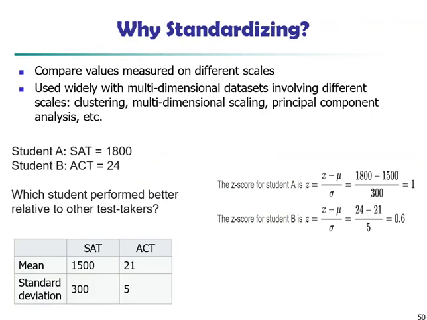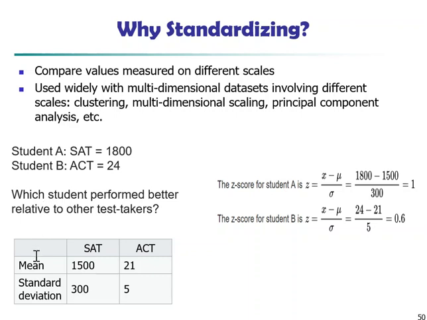So when we talk about numerical attributes, there is a special phenomenon that we need to pay attention to: numerical values can be measured on different scales. When you measure things on different scales, then it's hard to make a comparison. So for example, a student's SAT score and ACT score can be very different. How can we compare a SAT score of 1800 to an ACT score of 24? A commonly used way to perform this comparison is to standardize the value. It's also called normalization.